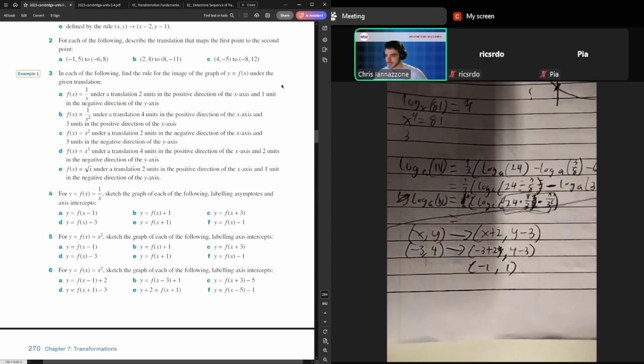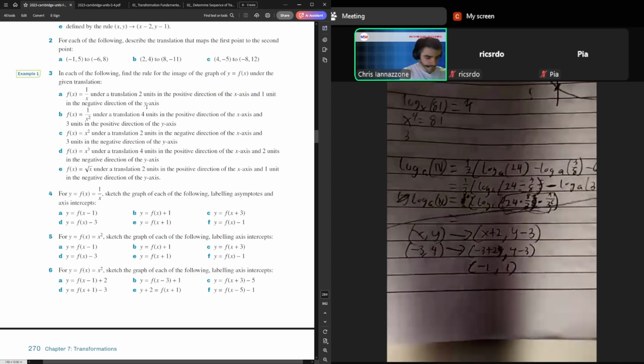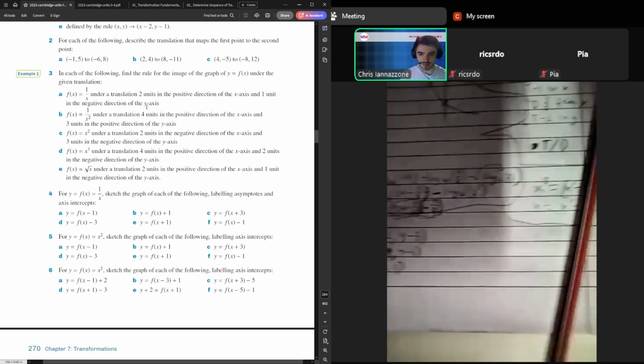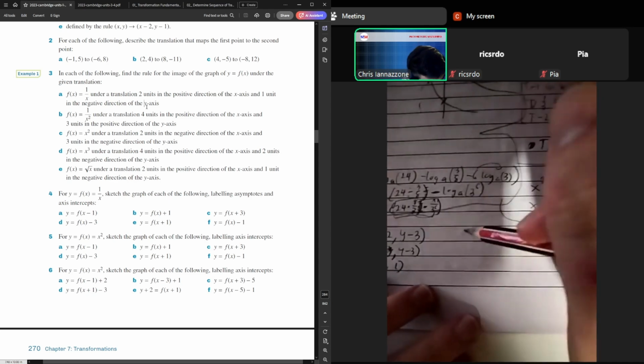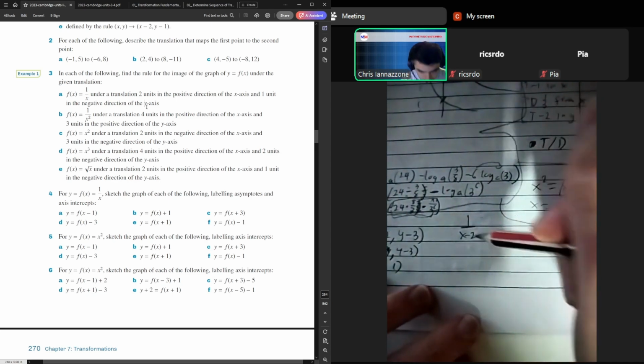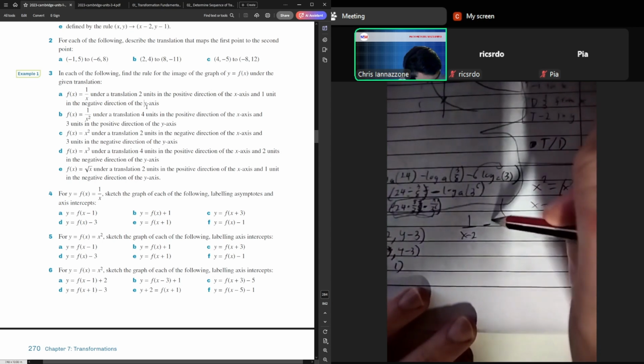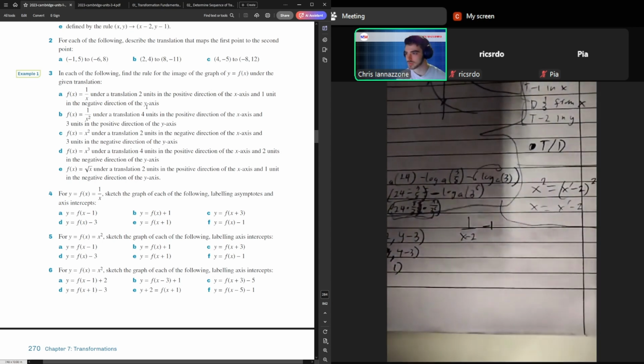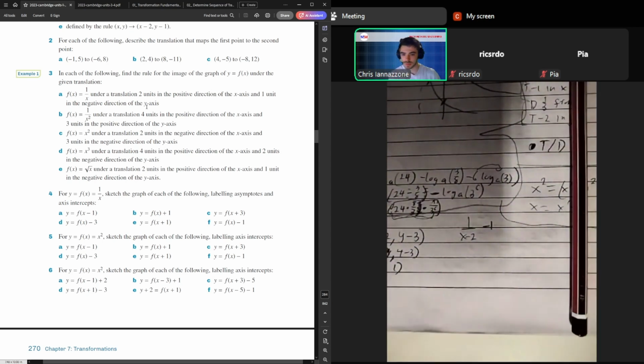1 over x take 2 and then minus 1. Okay. 2 in the positive, yep. 1 in the negative, yep. Cool. So just to make sure everyone's super clear on what was typed there, 1 over x take 2 and then minus 1 at the end. That's your new function as that hyperbola looks.